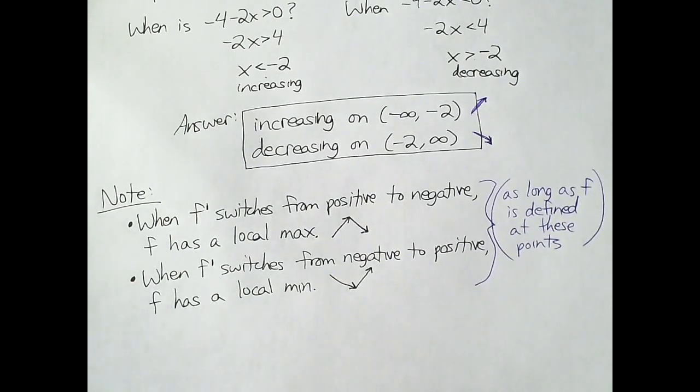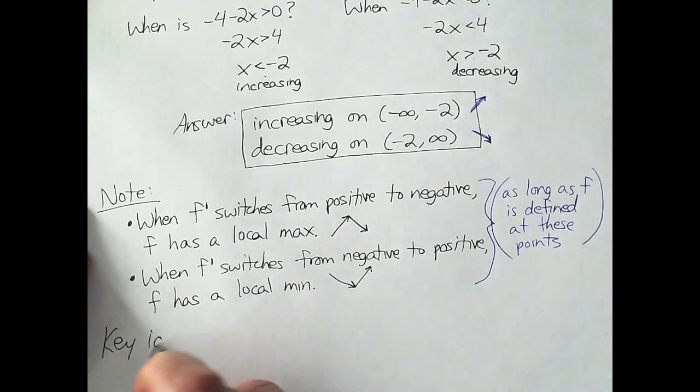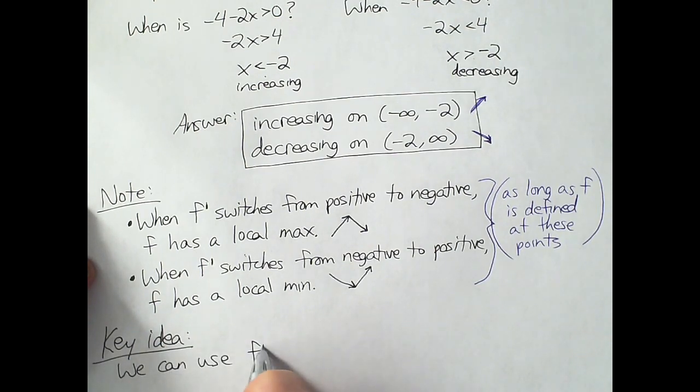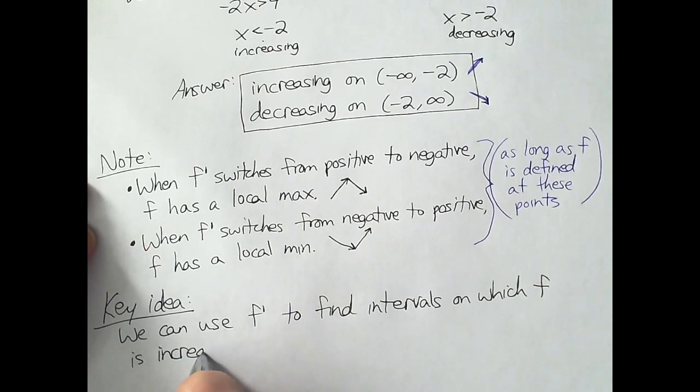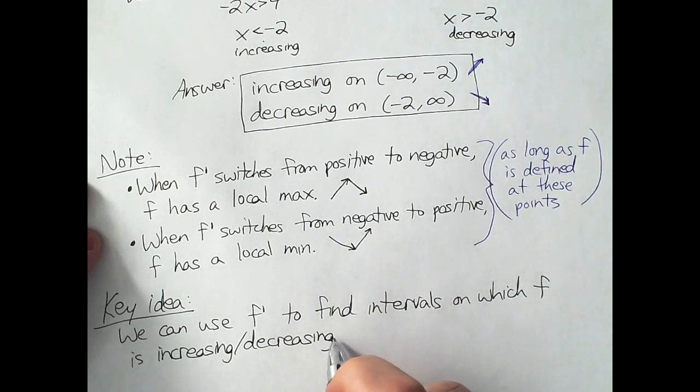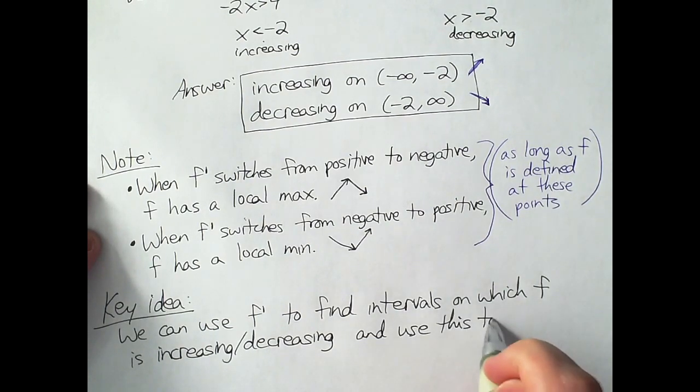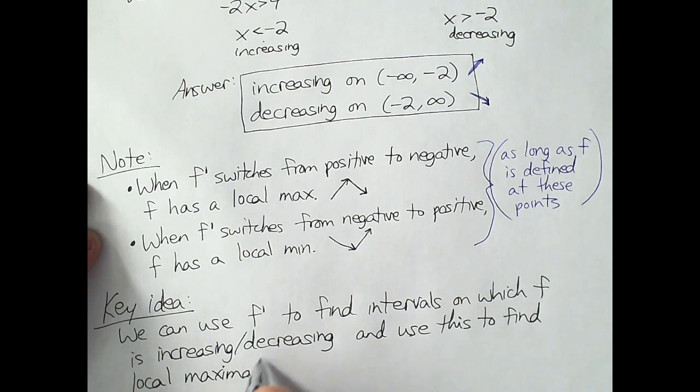So here's the key idea: we can use f prime to find intervals on which f is increasing or decreasing, and use this to find local maxima and minima of f.